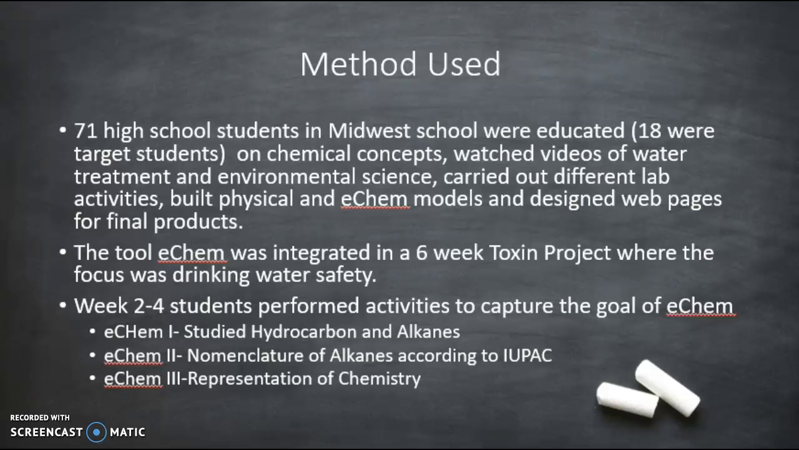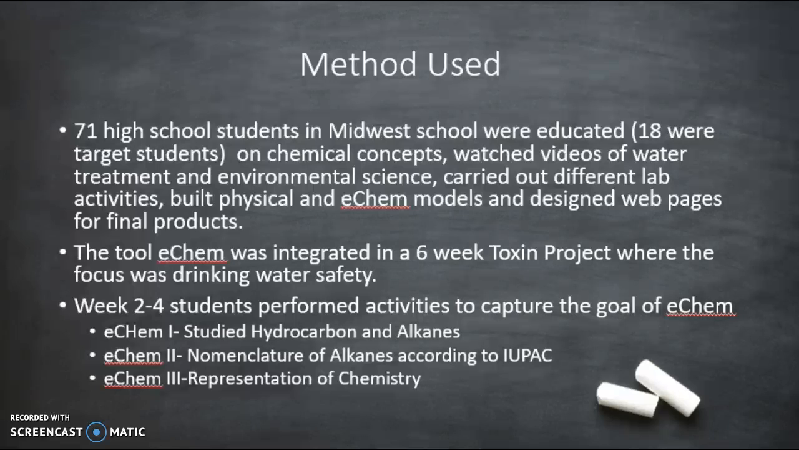They watched videos of water treatment, environmental science videos, built physical and eChem models, and designed web pages for final products. In weeks 2 to 4, students performed activities to capture the goal of eChem. The first eChem activity was tied to a lecture on covalent bonds and structures and properties of organic compounds. Students constructed models of alkanes, viewed various representations simultaneously, and developed an understanding of the relationship between boiling points of alkanes and their number of carbon atoms.